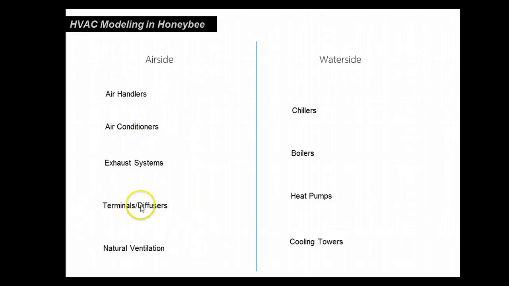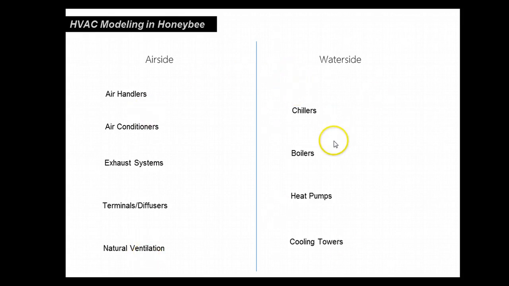And then you have these specialty notions or things we tend to forget about when we think of the airside. Terminals and diffusers technically belong on the airside, just at the end of the chain. And natural ventilation is window-provided air handling with no fans. So all of these things are airside. I'm not going to talk about all of these today because I'm trying to keep each video to just about 10 or 15 minutes, but we'll get there.